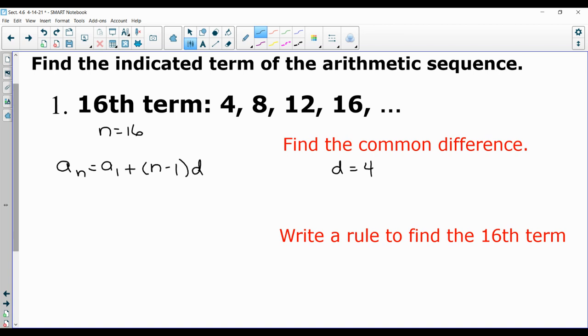So a sub 16 is equal to a sub 1, which is 4. That's the first term, plus 16 minus 1 times 4, because that's our d. Because basically it's going up 4 by 4, 15 different times. And we just have to add that to the first term. So a sub 16 equals 4 plus, well, what's 15 times 4? You can just use your calculators for that. That's what, 60? 64.